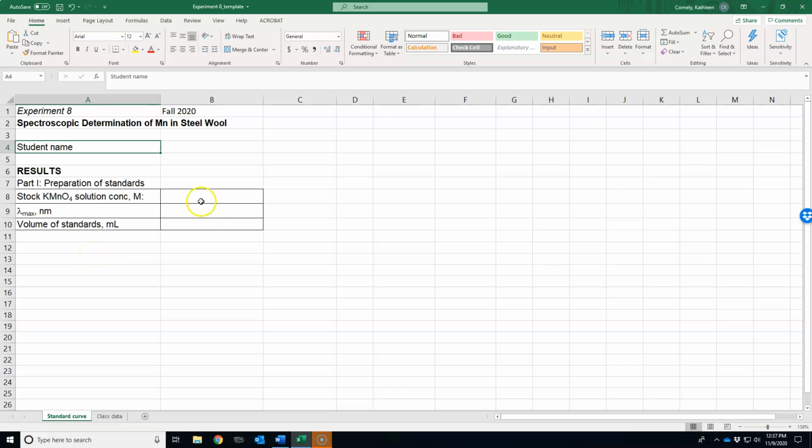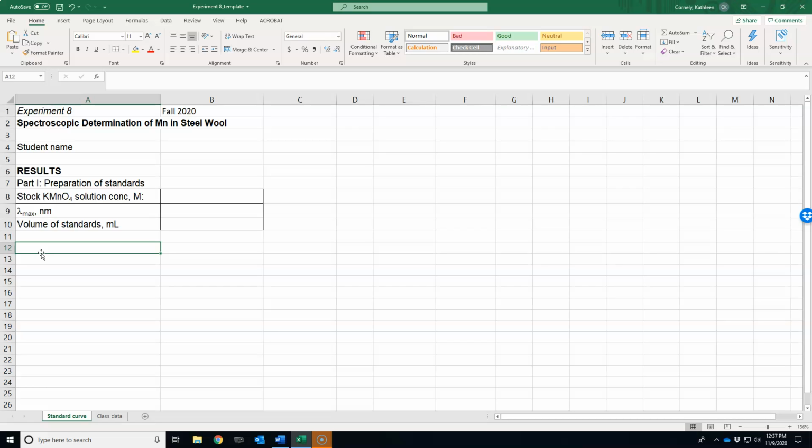So you need to record here the stock solution of the potassium permanganate that we used, your lambda max, and the volume that you diluted the standards to. So down here, you should construct a table, like the one you did in your lab notebook, that provides the concentrations of the standards. So you should record the volume so that you can then write formulas for calculating the concentrations using the data up here.